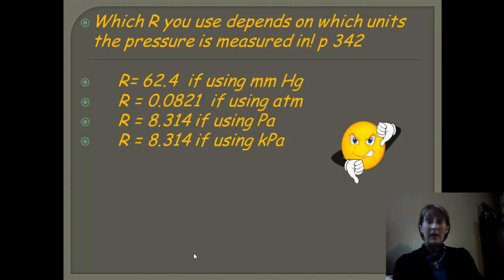So R could be 62.4 if you're using millimeters of mercury. I didn't put in the units of measurement with the R's. I just kept it a little cleaned up and simple here. And so you can see what's going on here. If you have different units of measurement for pressure, then you have different R's that you use.